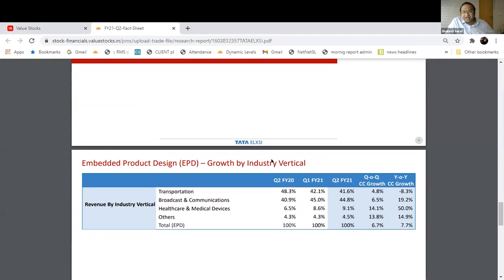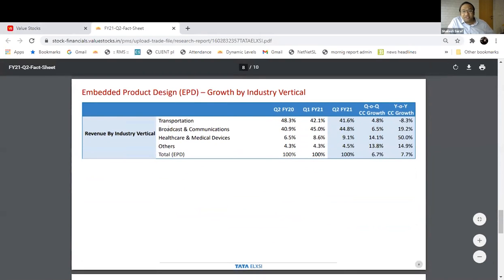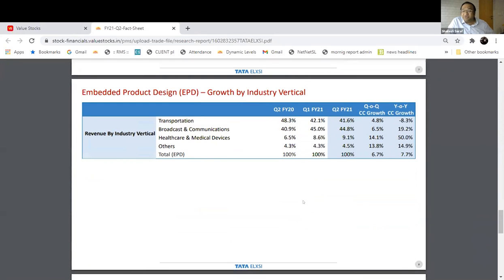So now see embedded product design. क्या growth by industrial vertical. अब वो कौन से vertical में, transportation में they are doing embedded, they are doing broadcast and communication में, healthcare में कर रहे हैं. So basically अगर आप देखेंगे वो transportation and broadcast में they are doing a lot of embedded product design. Okay, so this is the knowledge which you, if you keep getting it, you understand कि ये कोई monopoly type का तो काम नहीं कर रहा है. Now how many companies are doing embedded product design in transportation and broadcast? And these are all available.